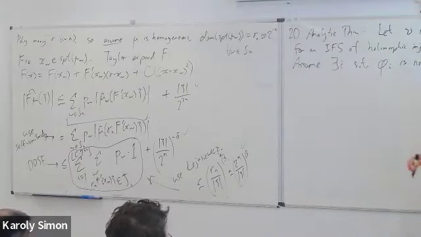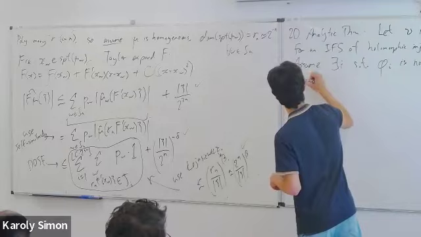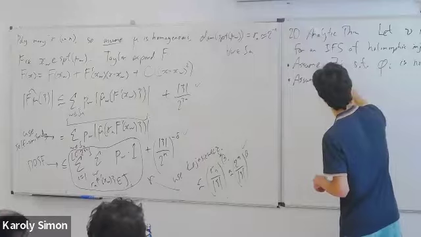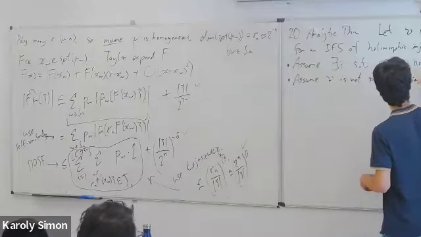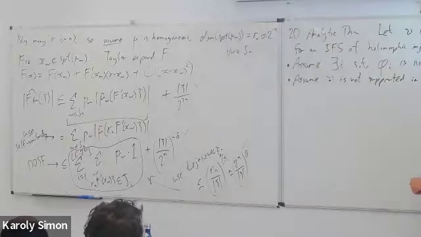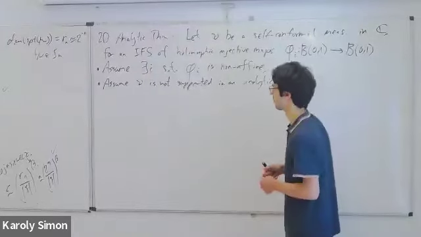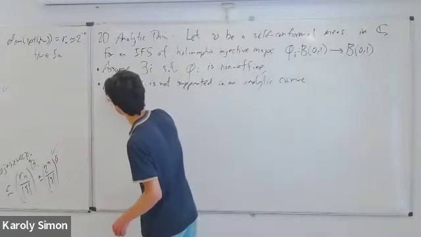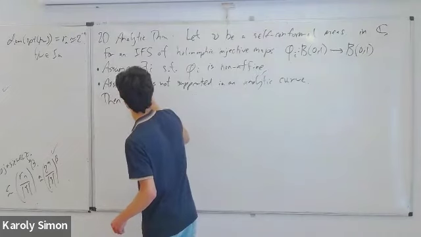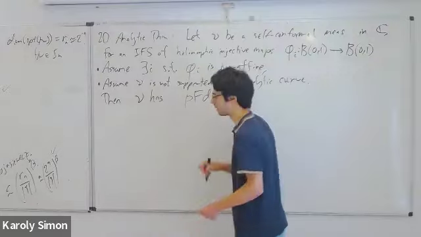And now we need one more assumption. We're going to assume nu is not supported in an analytic curve. Right, so not supported in some complex analytic image of a unit interval. Then I think this is all we need to conclude that nu has polynomial Fourier decay. Unless I missed some assumption.